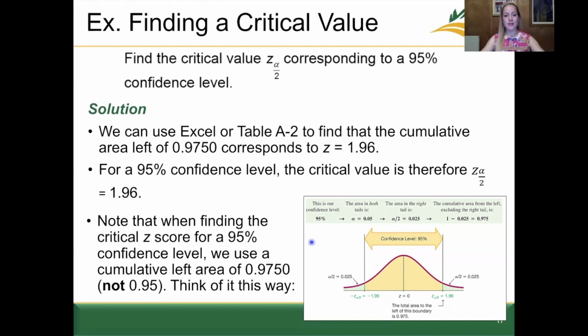This is another way to visualize it. Again, here's our mean of 0, and because it's a standard normal distribution, we also have a z-score of 0 right here. We had our confidence level, we found the alpha value, alpha over 2, then we found this cumulative area from the left, then we found the corresponding z-score given this cumulative area from the left.